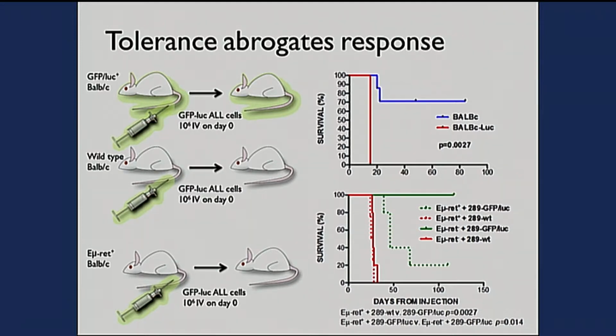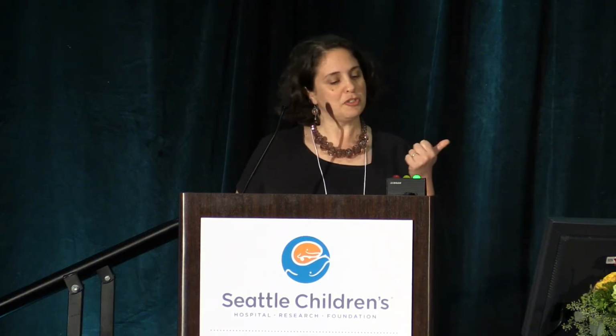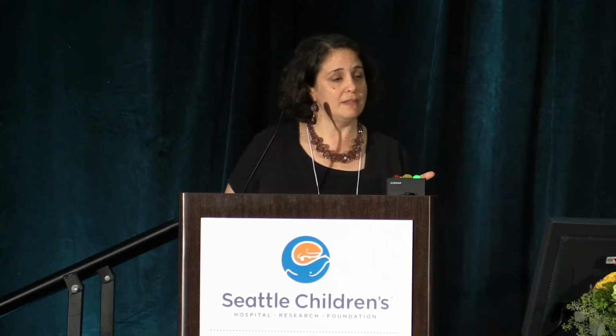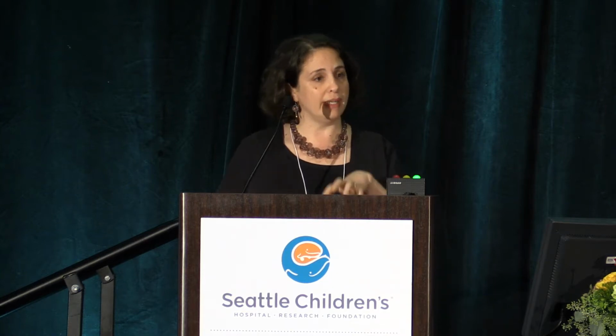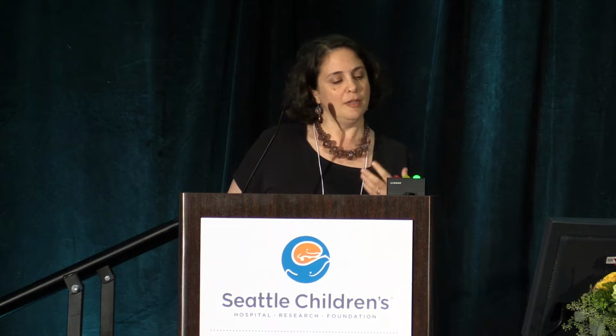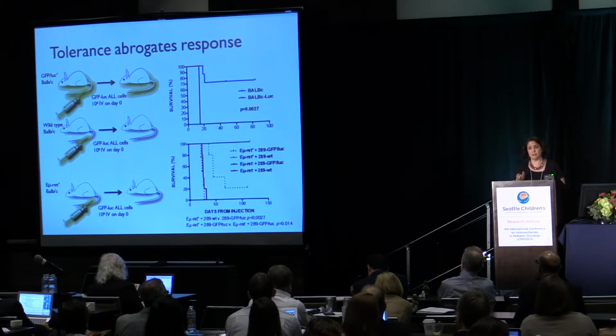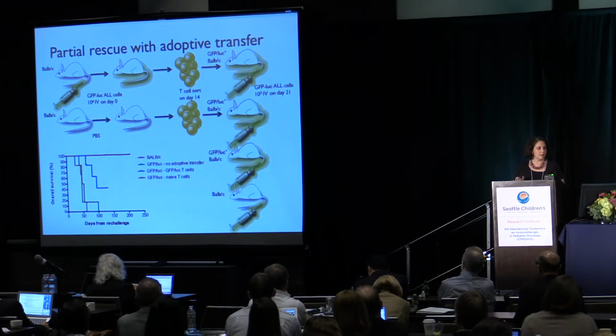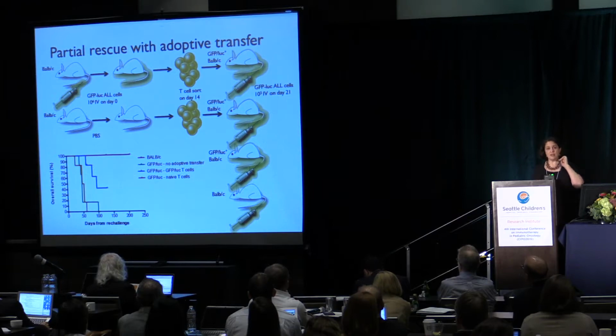And this simply suggests that the immunogenicity of the GFP luciferase does allow for some recognition by the immune cells of the emu-RET mice, but the emu-RET mice are likely tolerized to an emu-RET-associated antigen on the leukemia cells, and they're unable to completely control the leukemia. We can partially rescue these tolerized mice with adoptive transfer.